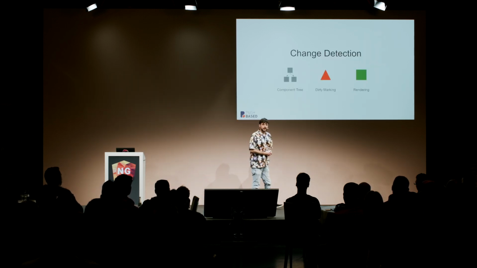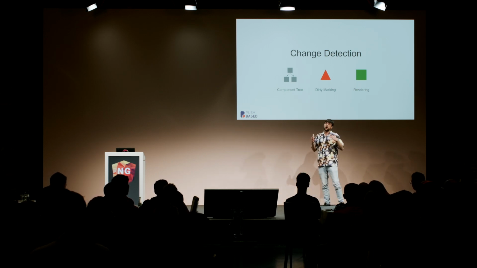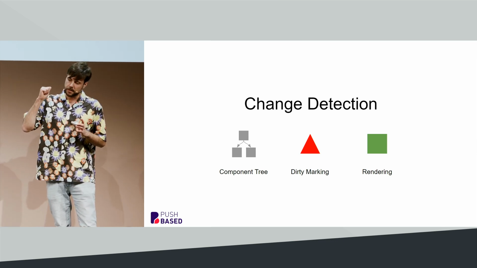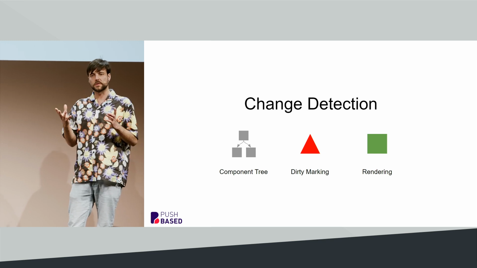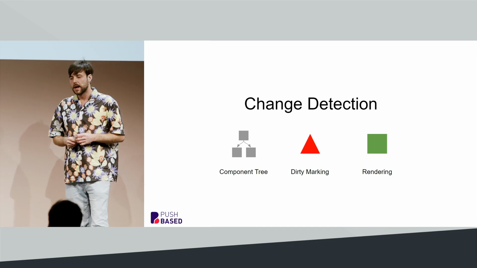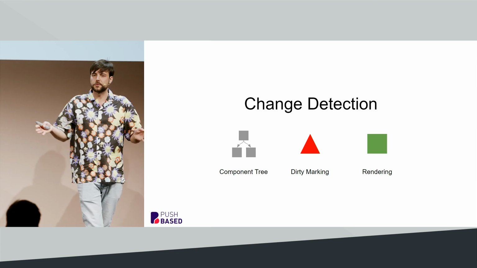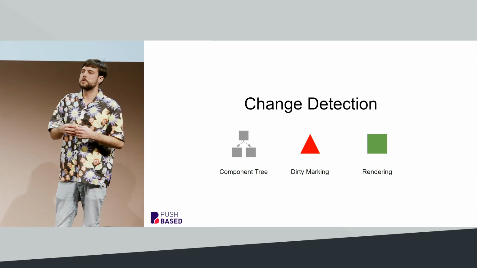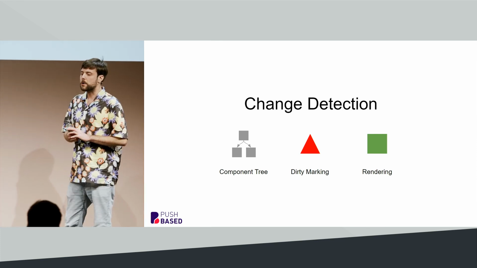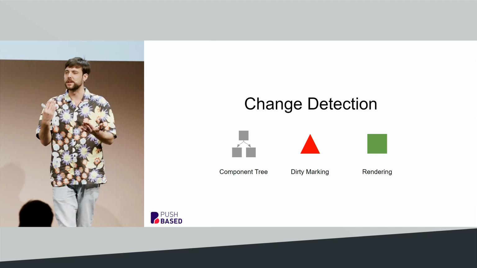Let's understand change detection first. Before we optimize the change detection, we should understand how it works at the moment. I will have three topics. I will introduce you to the component tree, the concept of how your components in Angular are organized and linked to each other. I will demonstrate what dirty marking means, the process of dirty marking and how it influences the amount of re-evaluations of templates. And then I will show you how rendering itself works and how the DOM updates really get applied and you see pixels changing.